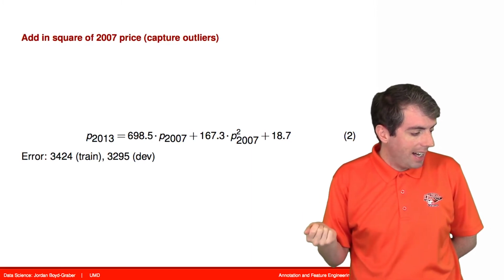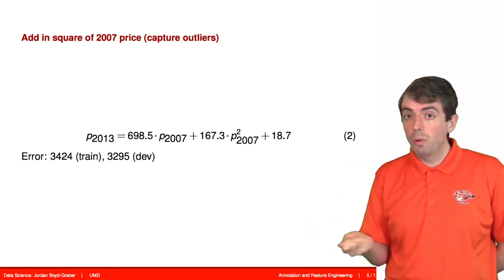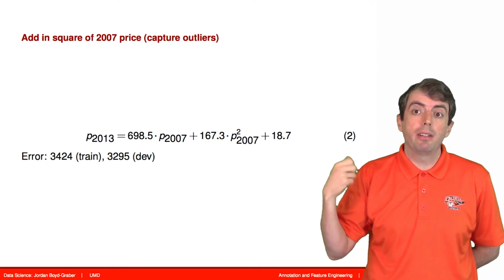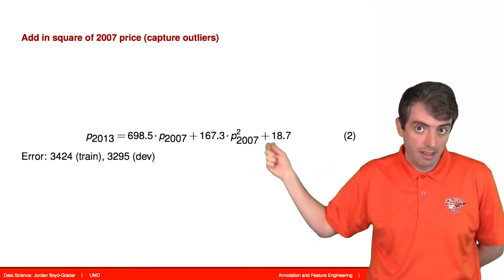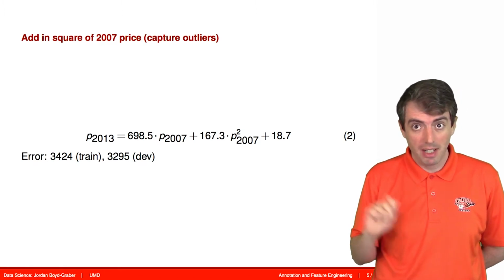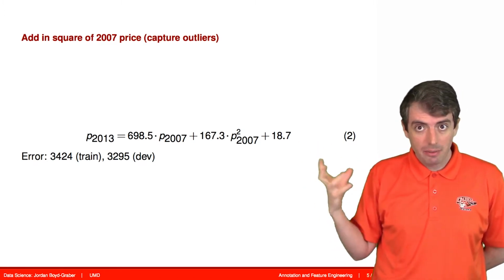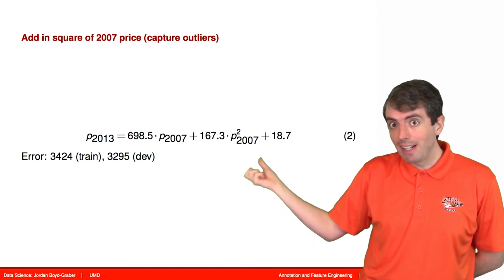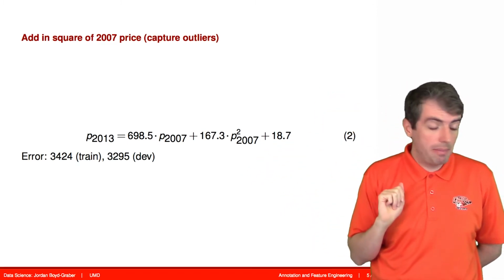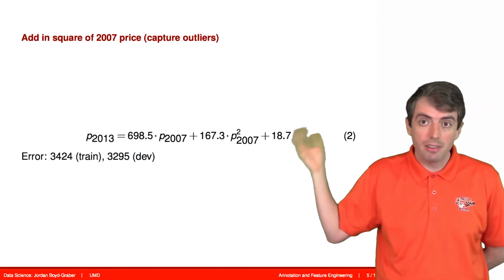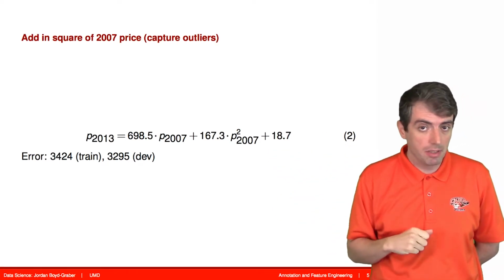So let's add in the square of the 2007 price, so that if you have a really expensive house, it's going to make this feature, the squared price of the 2007 price, really, really big. And so now the regression can capture expensive houses a little bit better. And so if you do that, the error comes down quite a bit, and so our error goes from around 4,000 to around 3,000, which is a big improvement.